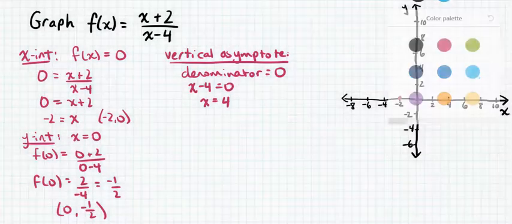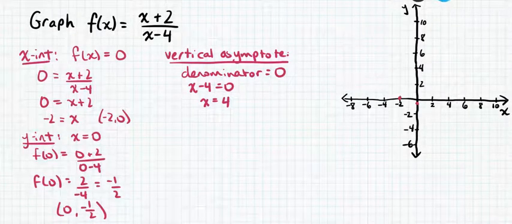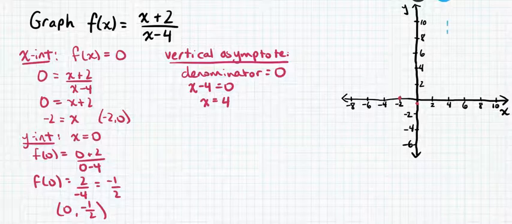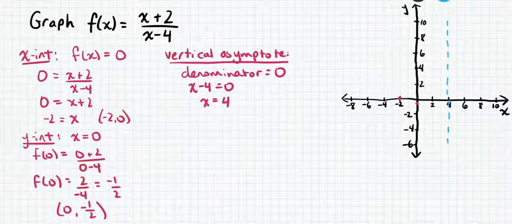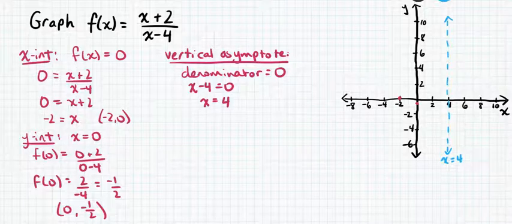We're going to show that on the graph as a dotted line. So x equals 4 is located here. Usually we show that as a dotted line, and ideally you would show the equation for that line as well, which is x equals 4.